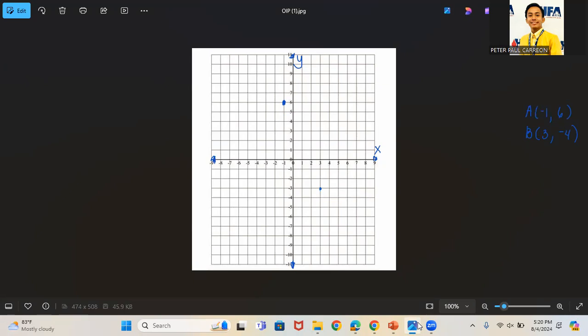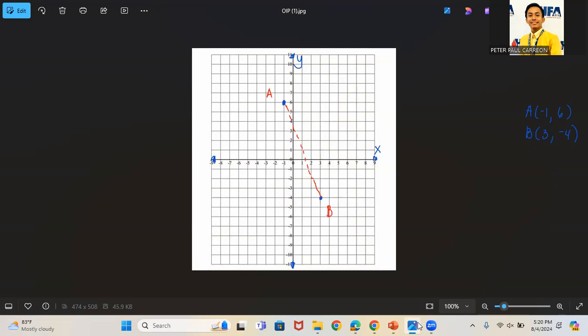3, -4. I'm sorry for that. Let's erase that one. Okay, let's have 3, -4. So this point. Okay, so you try to imagine when we connect these two points, A and B. So this is your point A, this is your point B. Connecting them using a ruler, this represents now the diameter.